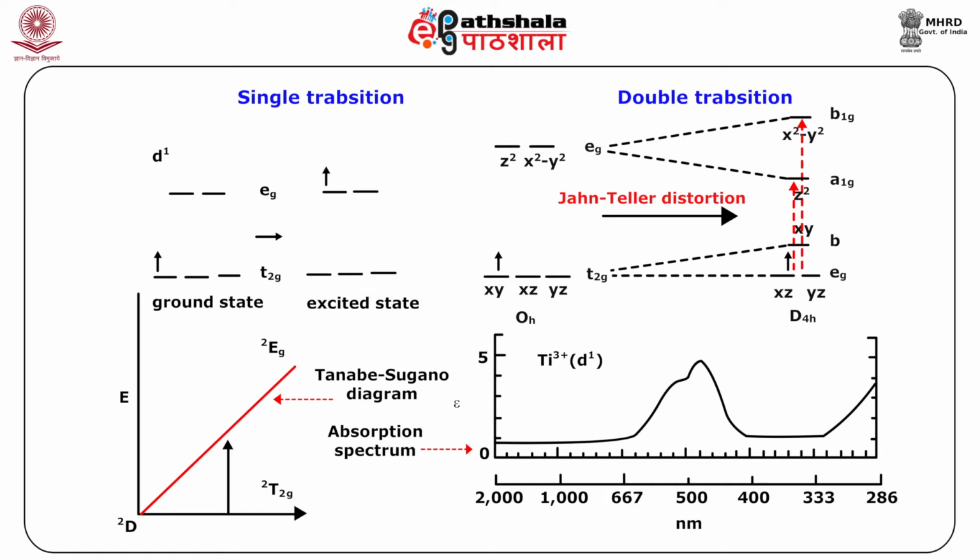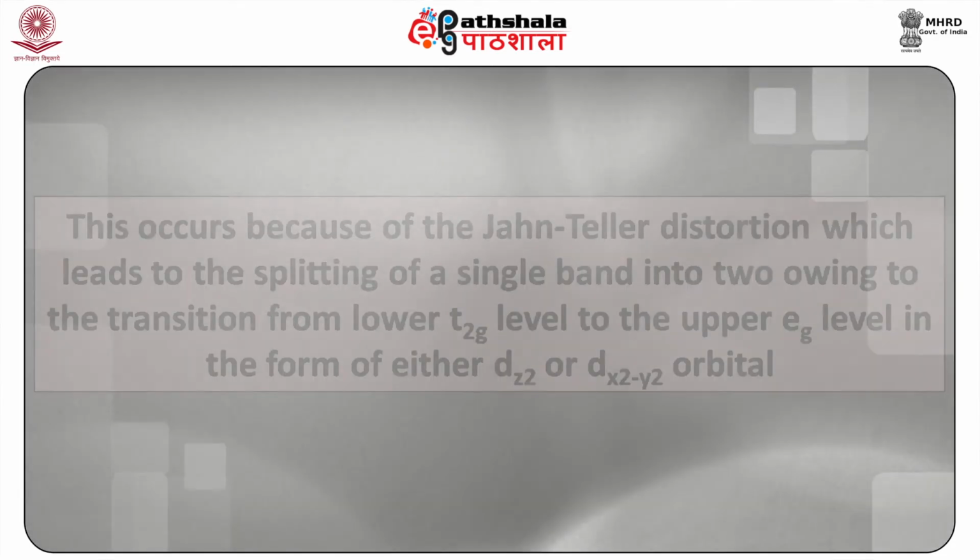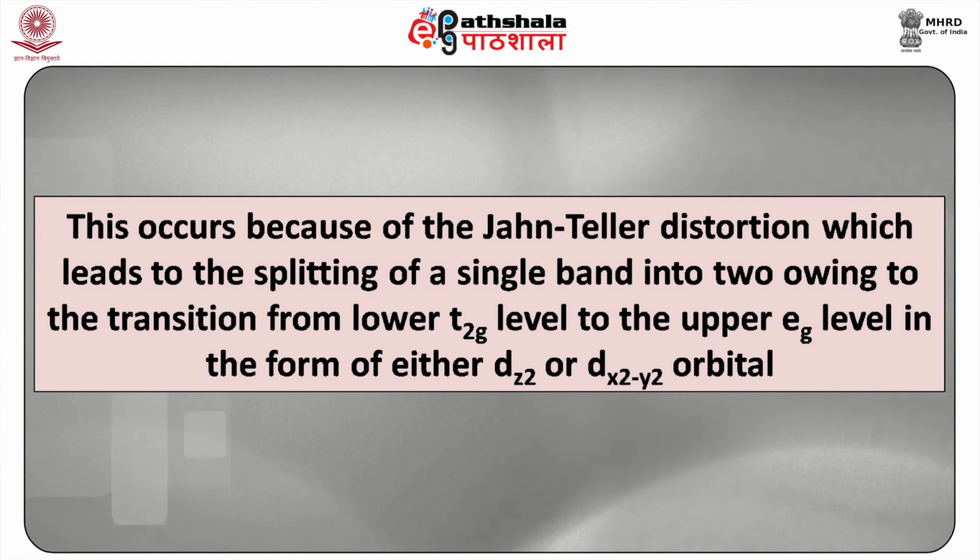But in actual practice, a single absorption band is split up into two features that can be seen from the absorption spectrum. This occurs because of the Jahn-Teller distortion, which leads to the splitting of a single band into two owing to the transition from a lower t2g level to the upper eg level in the form of either dz² or dx²-y² orbital.